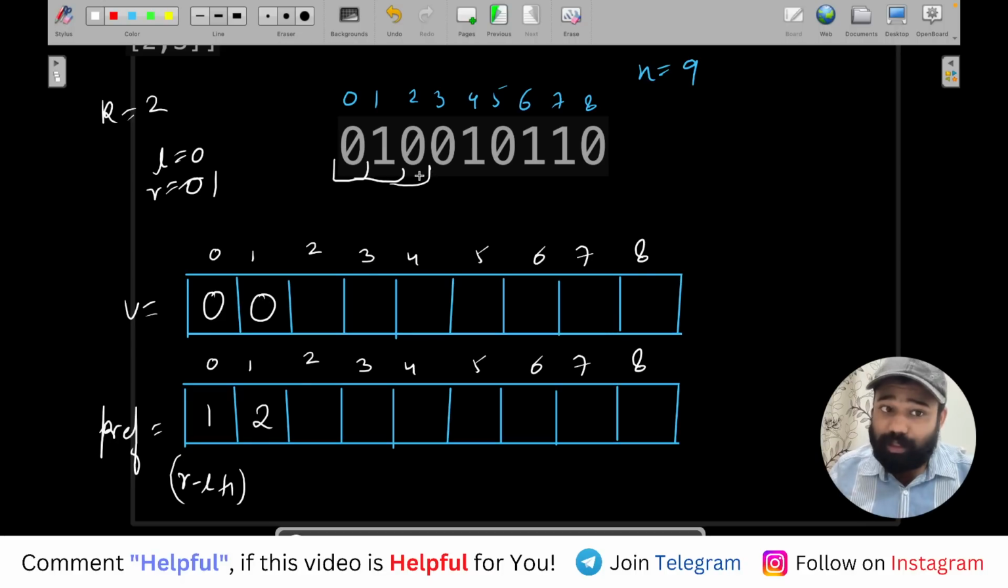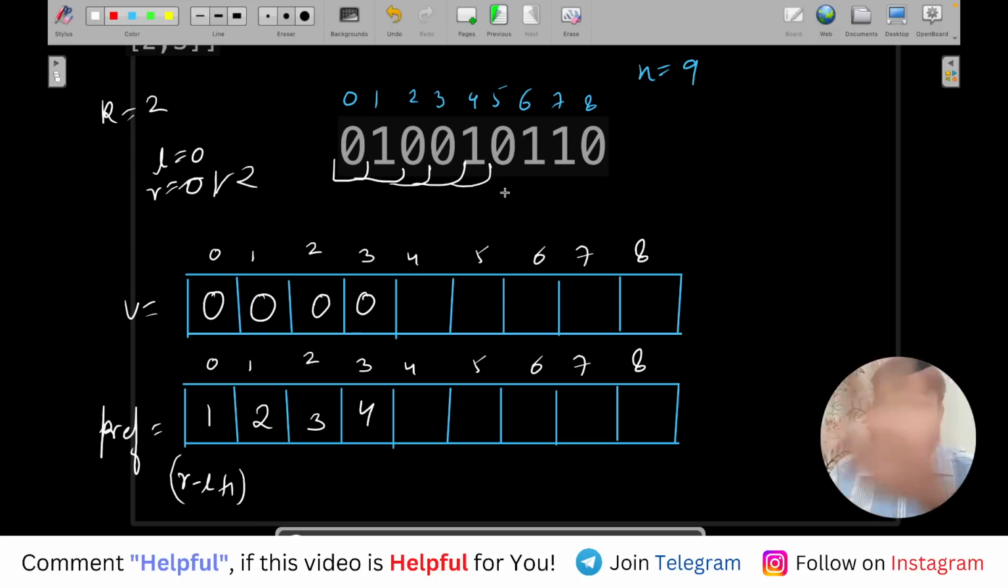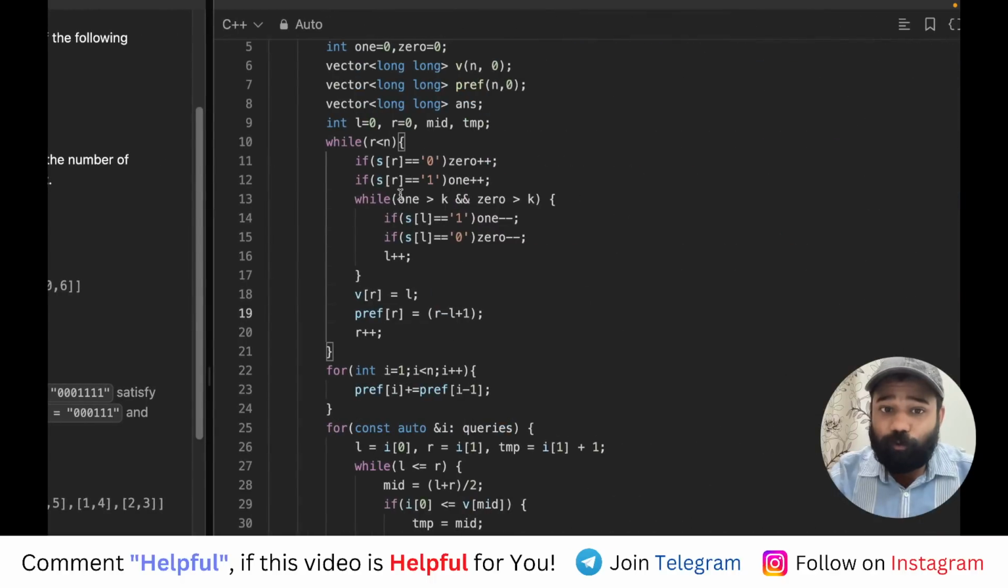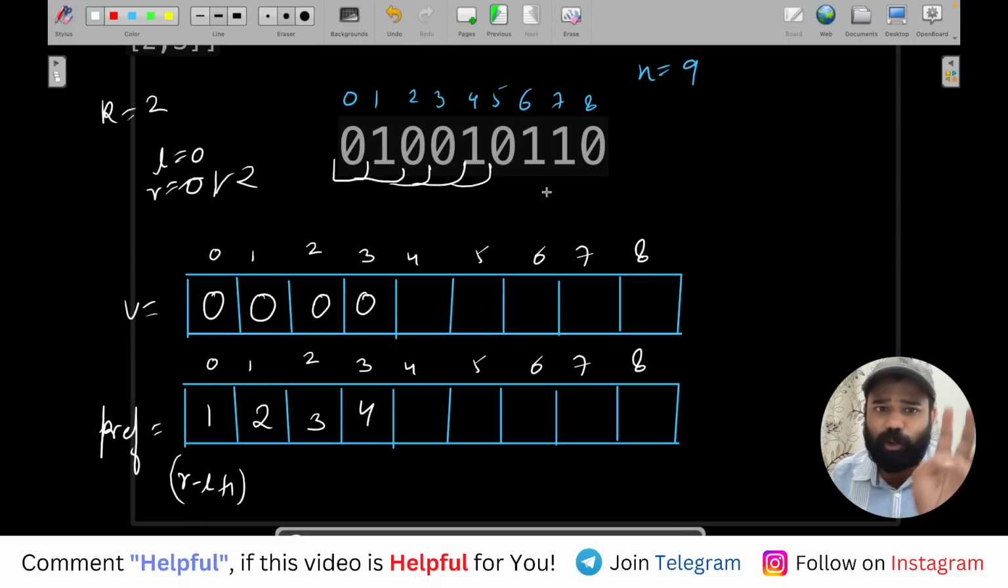This is also possible, this is also possible, so here this will again be 0, 3, again possible, 0, 4, again it is not, because when will it not fulfill? When 1 is greater than k and 0 is greater than k. Right now it is within, because 0 are 3, 1 is 2, so again V of R will be L, which is 0, and 5 is the length now.